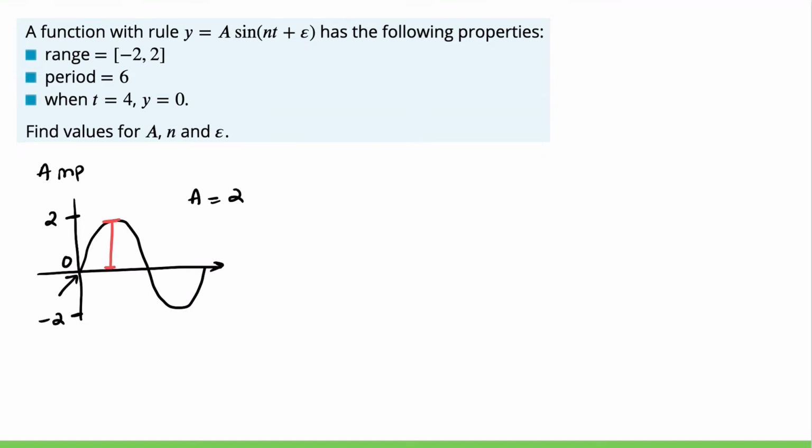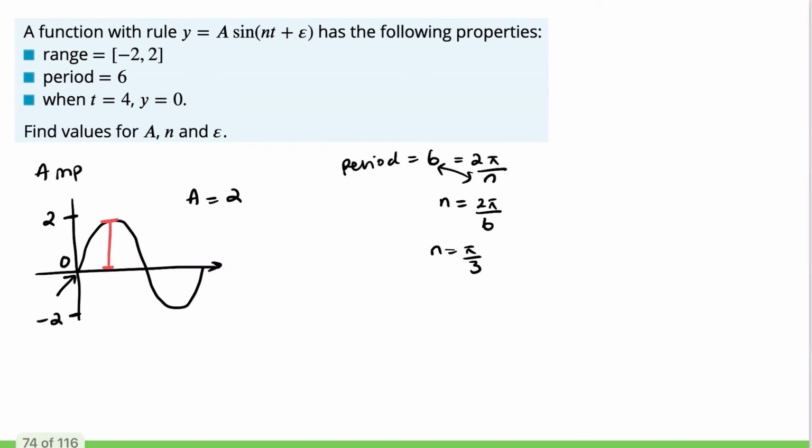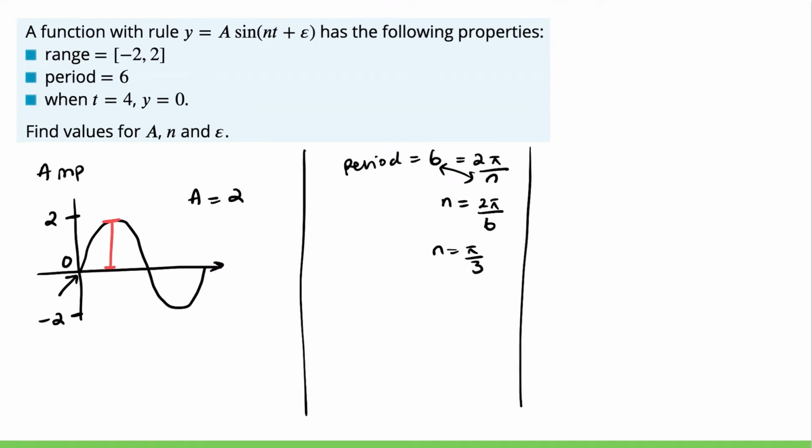Now in terms of the period, it's very similar to what we had before. So again, we know that the period is 6, not that n is 6. So the period is 6, which is equal to 2 pi on n. That's my formula, and now we solve for n. So we can take n to the top and 6 to the bottom. That means n is equal to pi on 3. So I'm almost there. I just need to find epsilon now. So what we can do is substitute in the values that we know so far. So that'll be 2 sine pi on 3t plus epsilon.